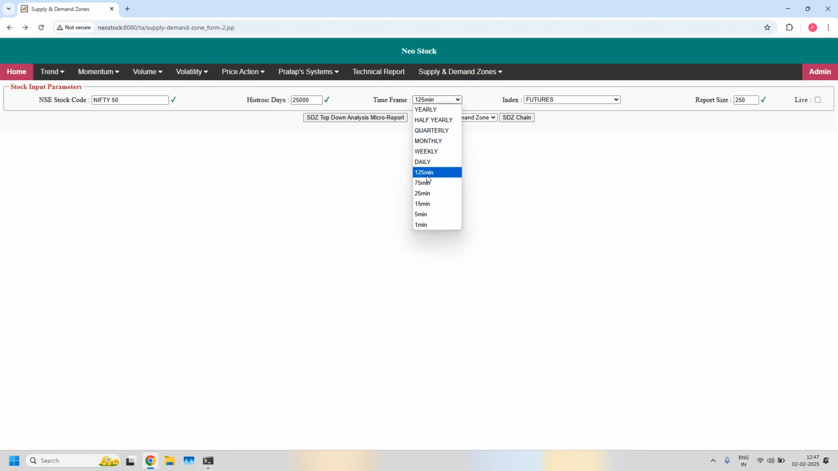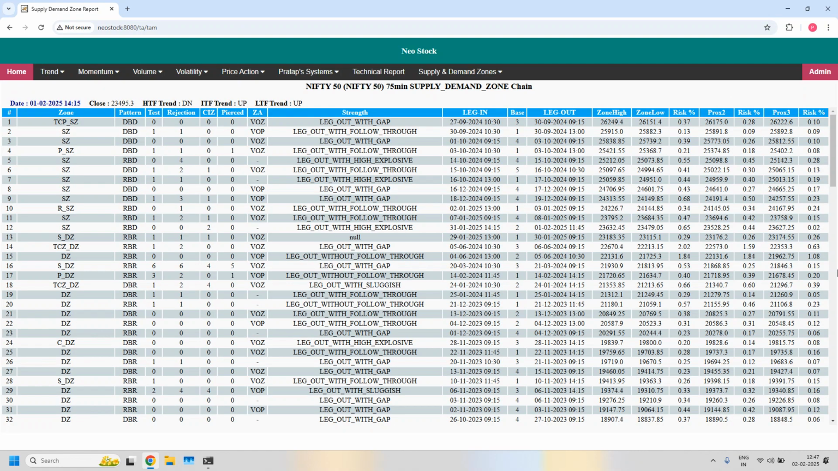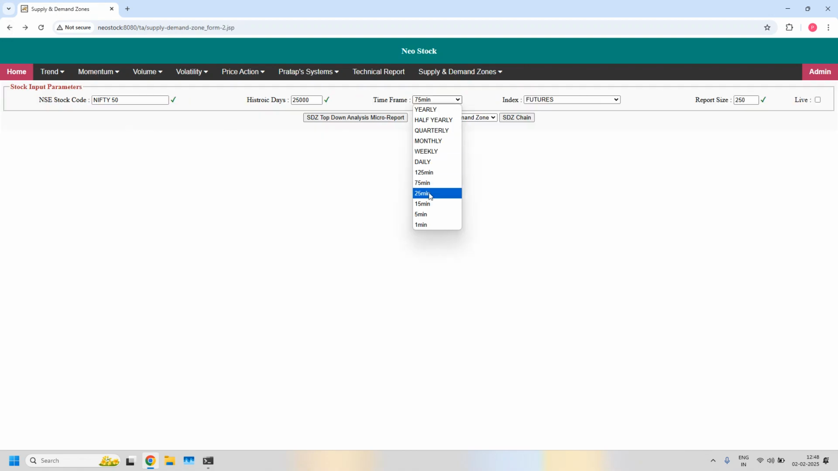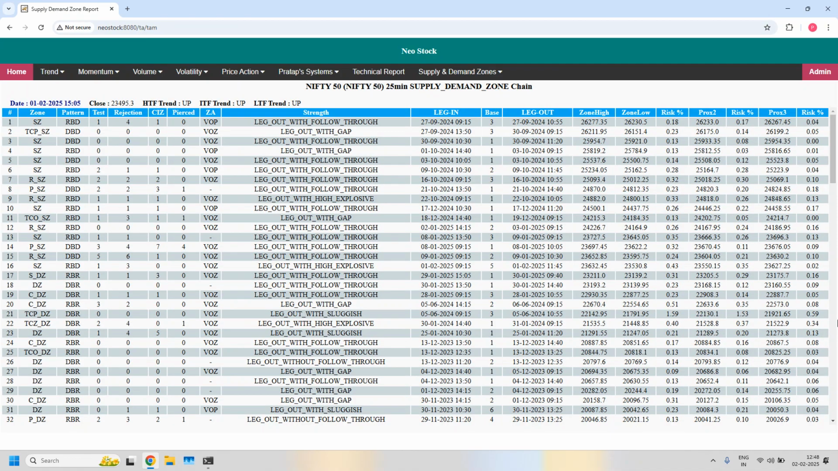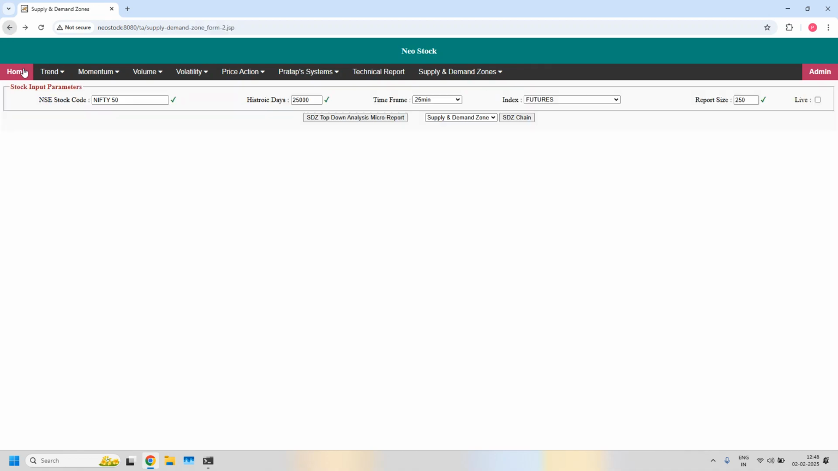Next, 75 minutes supply demand zone chain for NIFTY. Next, 25 minutes supply demand zone chain for NIFTY. Next, 15 minutes supply demand zone chain for NIFTY.